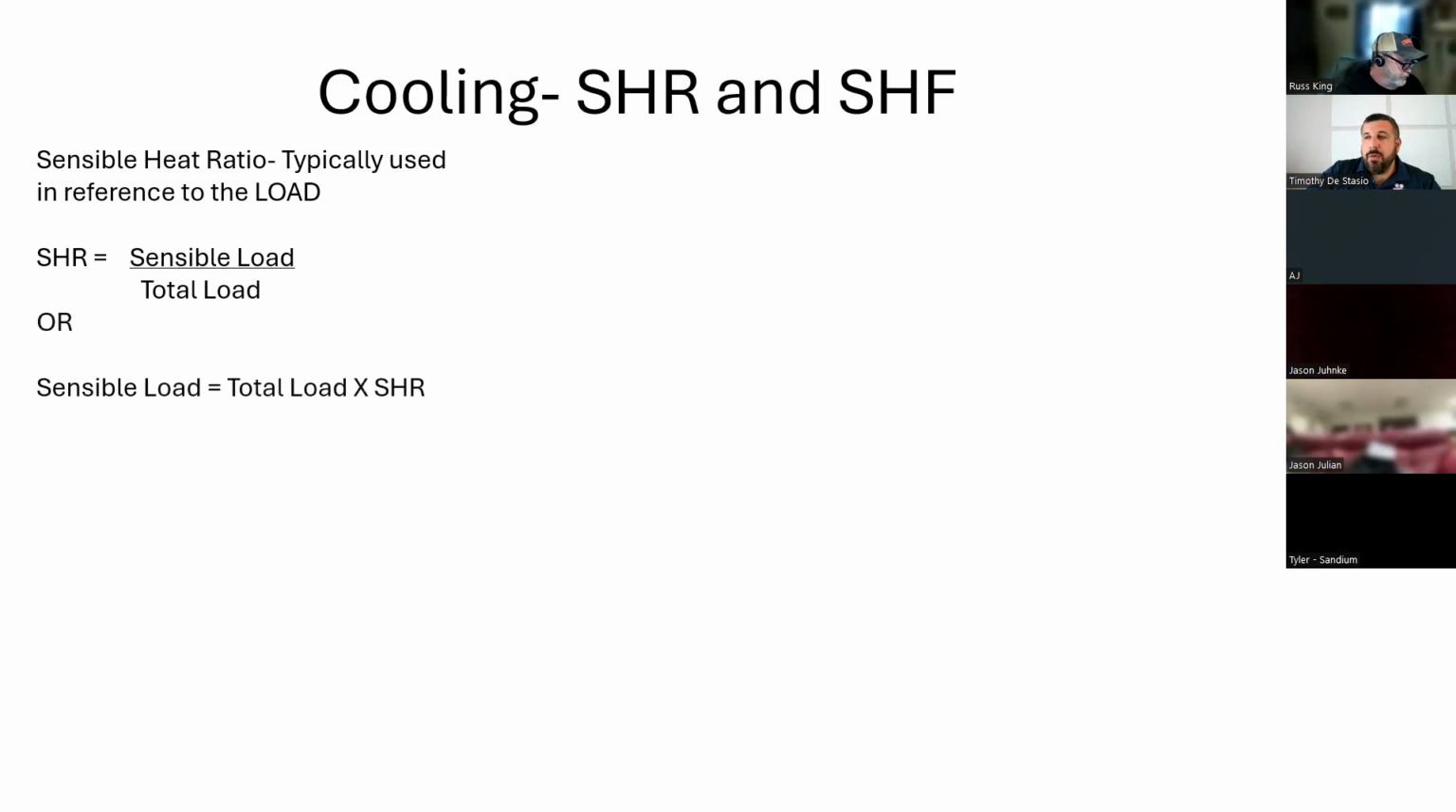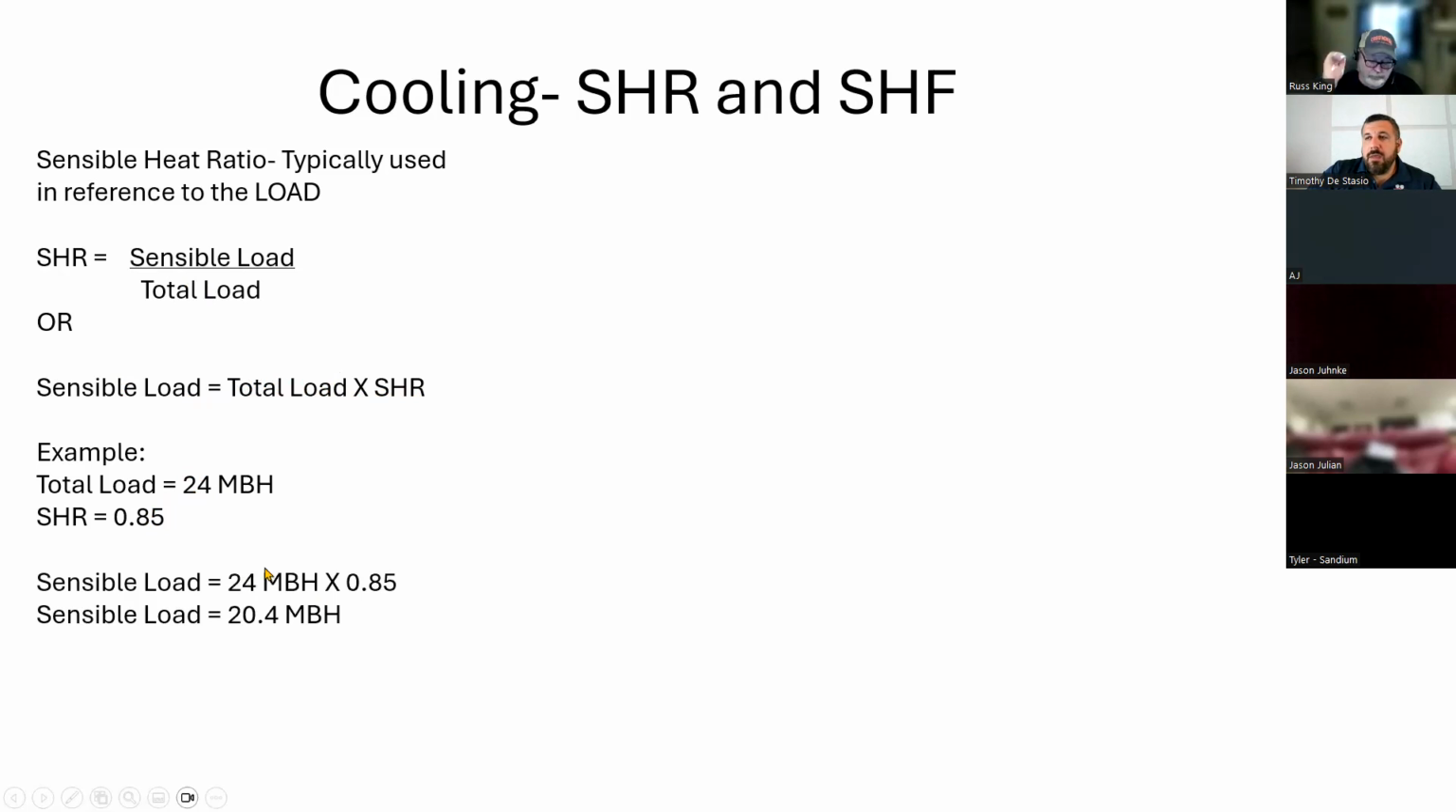Or another way to think about it is, if we know what our total load is and we know what our sensible heat ratio is, we just multiply them and we get our sensible load. It's just a percentage. So in this case, if our total load is 24 and our sensible heat ratio is 0.85, that means 85% of this 24,000 BTU load is going to be sensible. We just multiply them. And that means that anything that's left is latent. So in this case, 3.6 is latent.